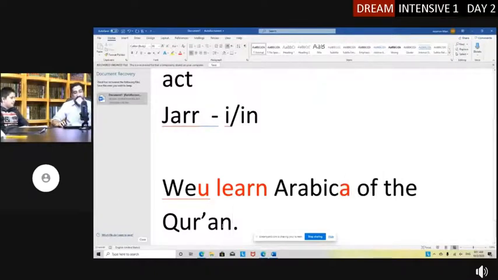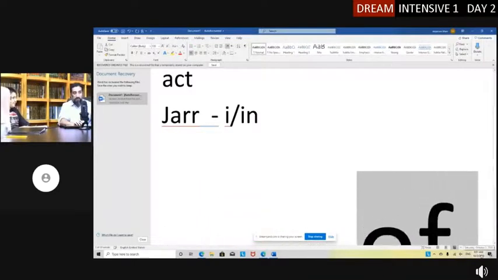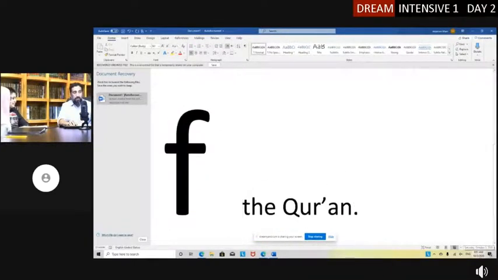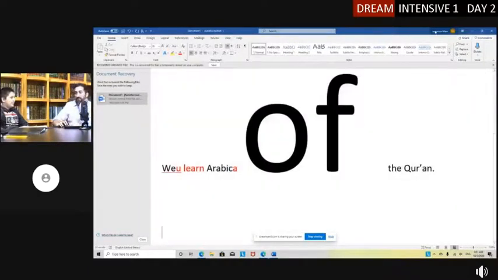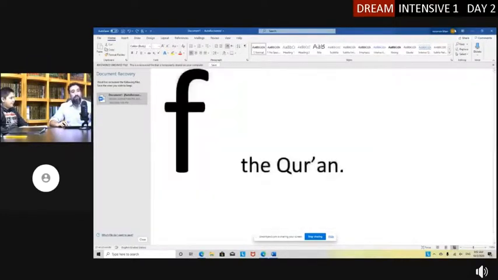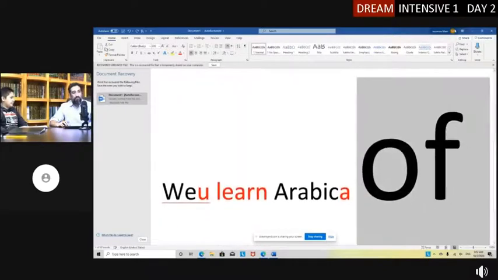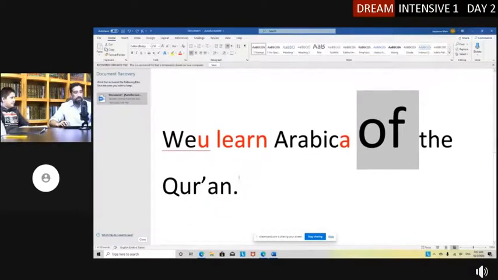And the Quran is another detail? Well, they learn Arabic of the Quran. Maybe you didn't see the of. Maybe I need to help you with the of. Whatever comes after of is jar. Therefore, it is e, so the Quran should have what sound at the end? E. Okay, now read the sentence for me, please.